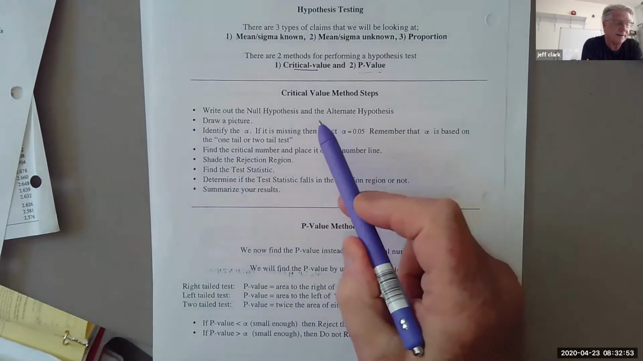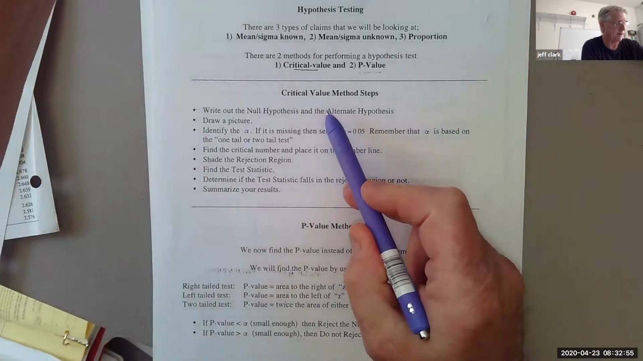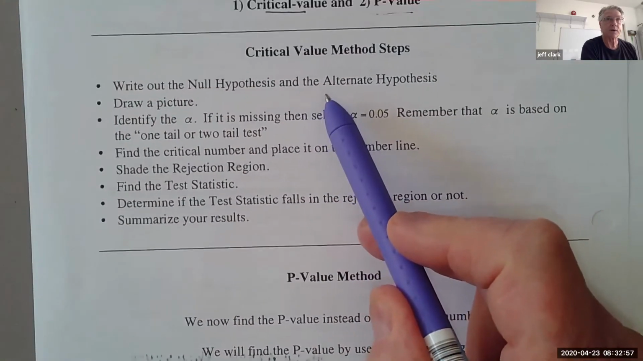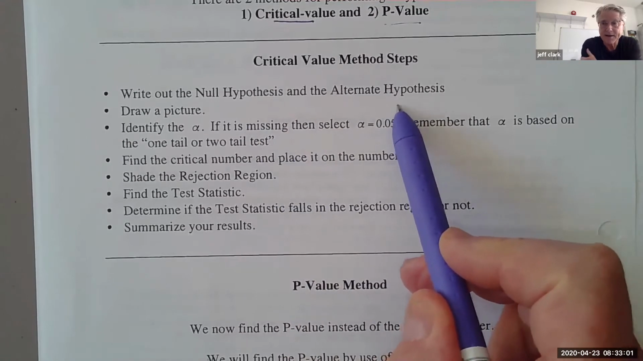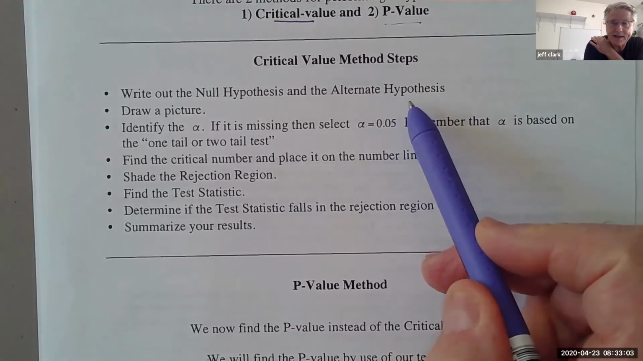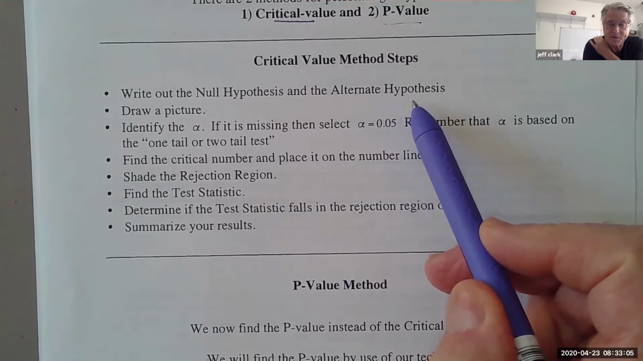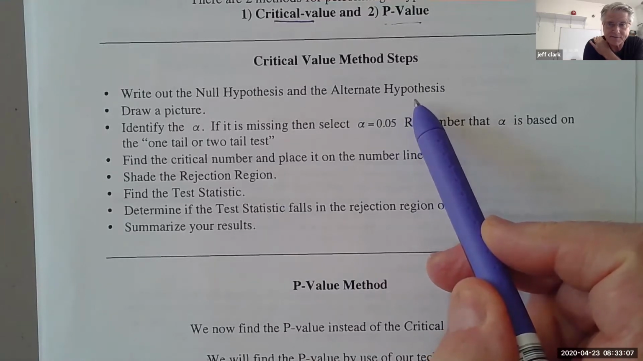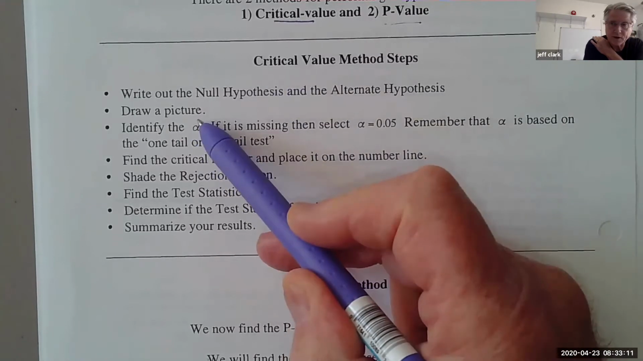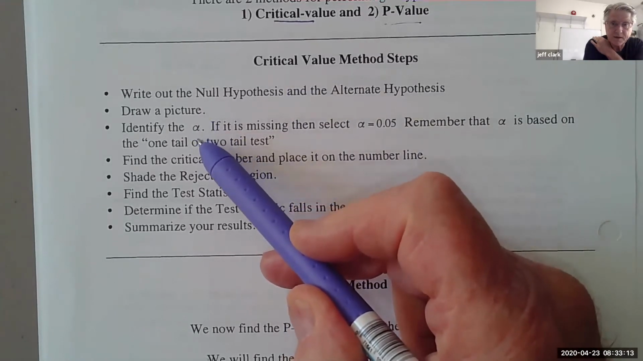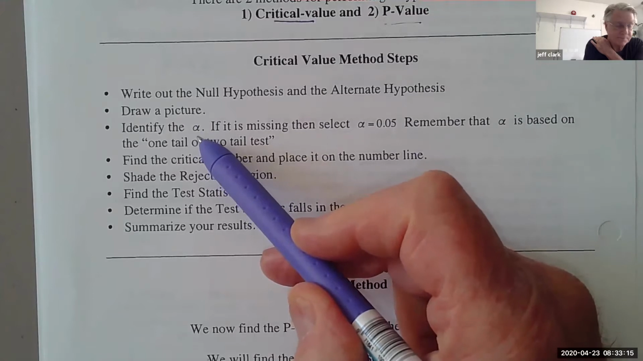Now, in the critical value method, the steps we're going to do are to write out the null hypothesis and the alternate hypothesis. That's the two statements that you get, the H sub naught and H sub A with the inequalities. With the critical value method, we're going to draw a picture. We're going to identify what's called the alpha.